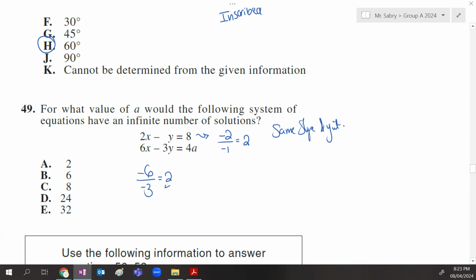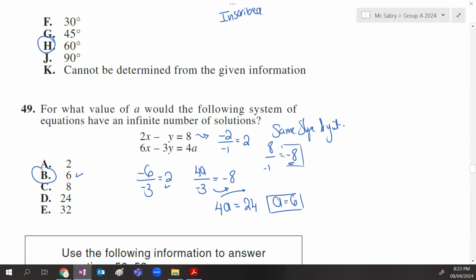Done. The second thing to figure out is the y-intercept. The y-intercept in the first equation is 8 over -1, which gives me a y-intercept of -8. This one will become 4a over -3, and that needs to equal -8. You can solve this equation by moving the -3 to the other side, then 4a will equal positive 24, and then the 4 goes to the other side by division, and a equals 6. So I got the y-intercept from the first equation, made it equal to the y-intercept of the second equation, and then got the value of a.